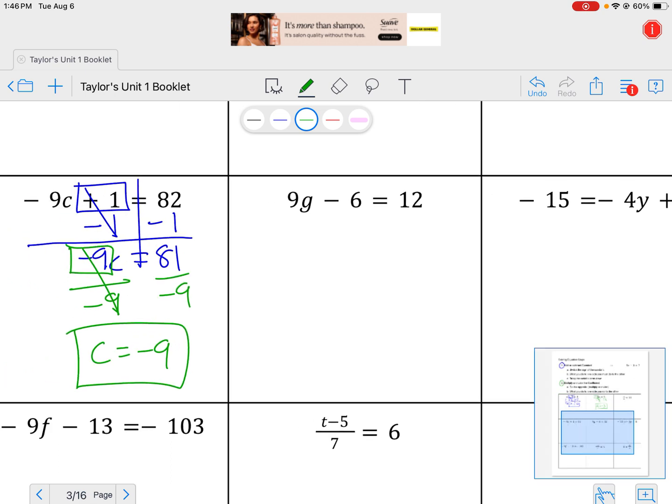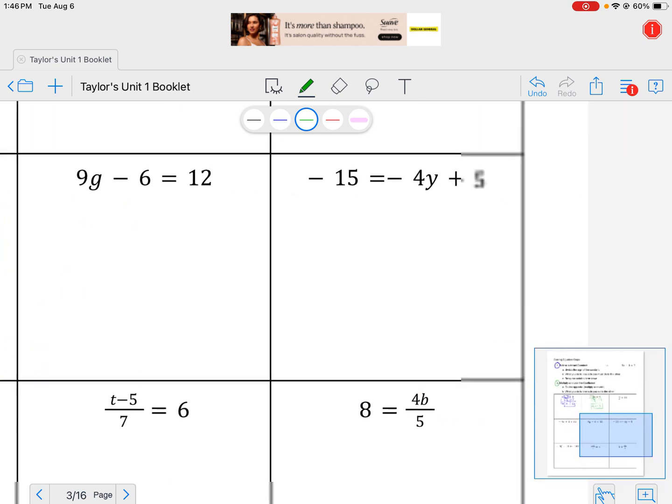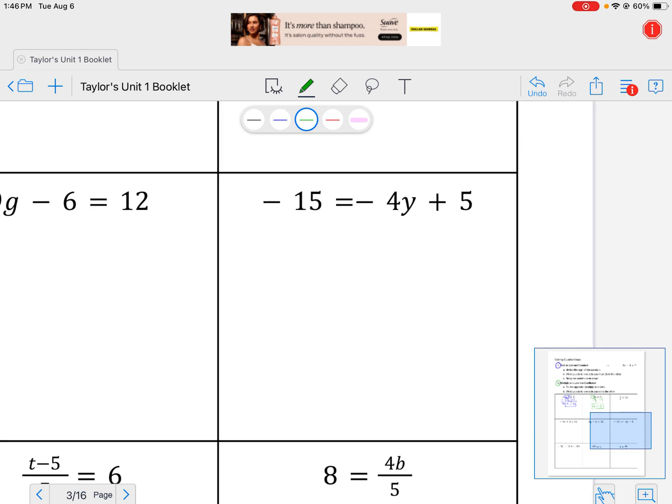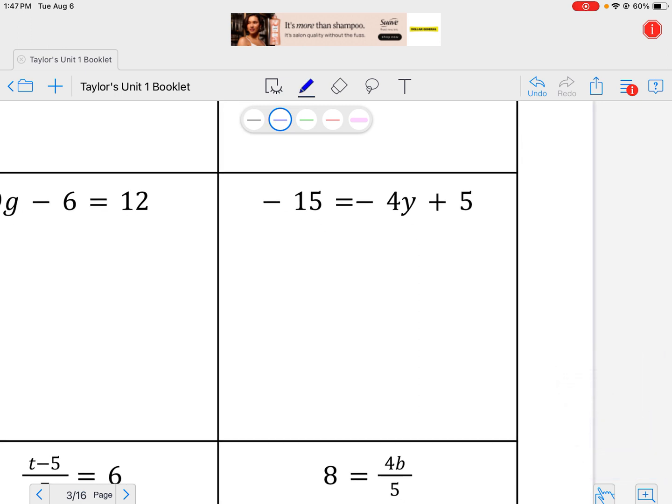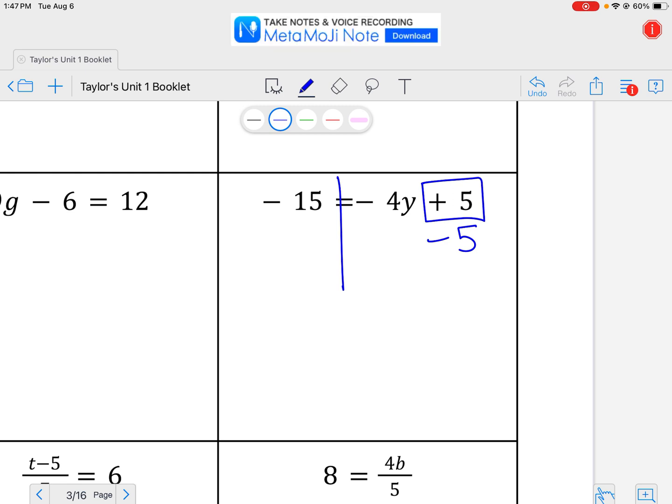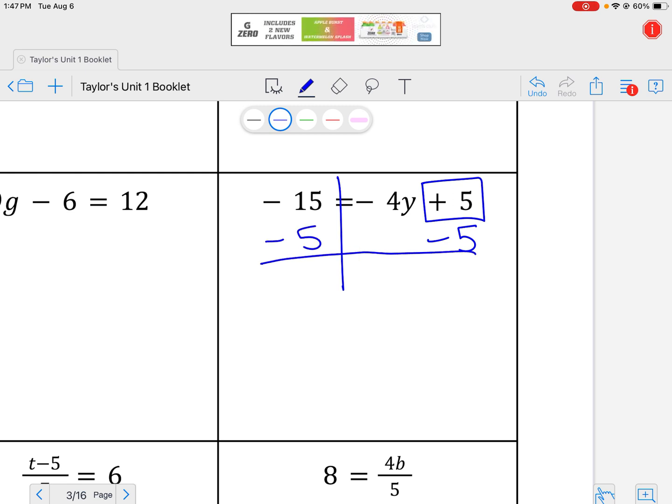I'm going to let you do this next one and check it with the notes. And I'm going to do this next one right here. So we need to find our constant. Our constant is the number and the sign without a letter. We need to do the opposite. So if it's positive, we need to change it to negative. And what I do to one side, I do to the other.